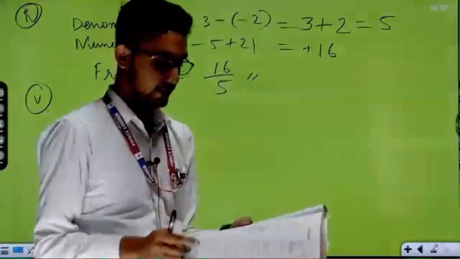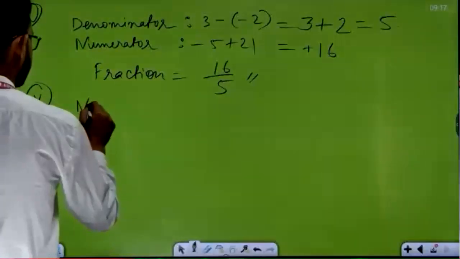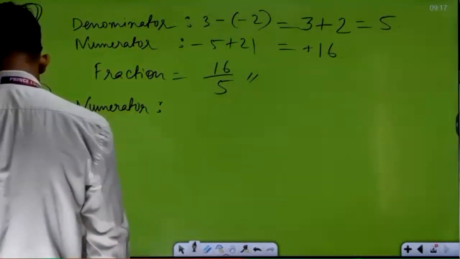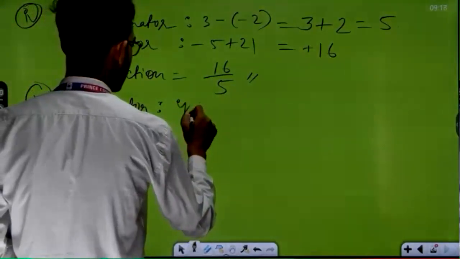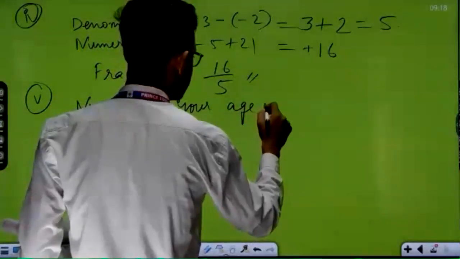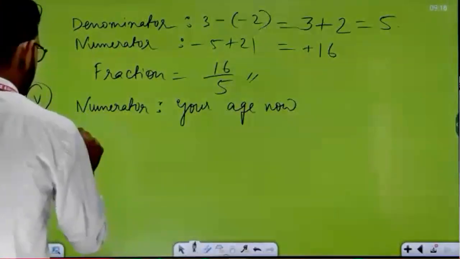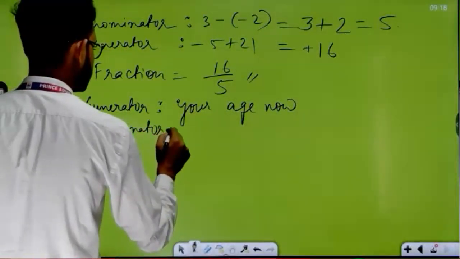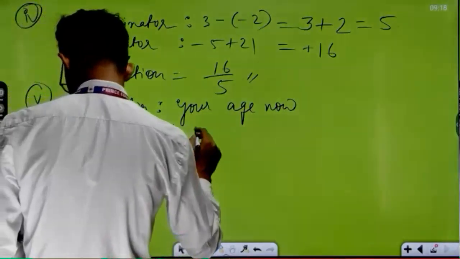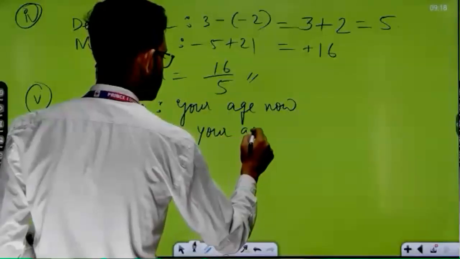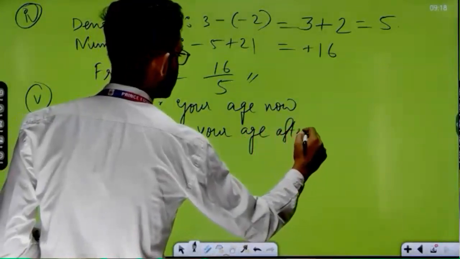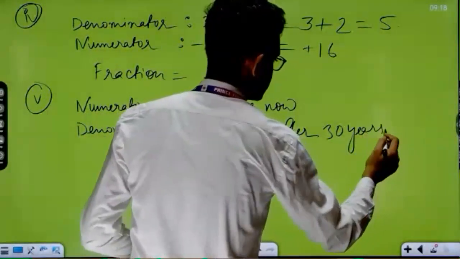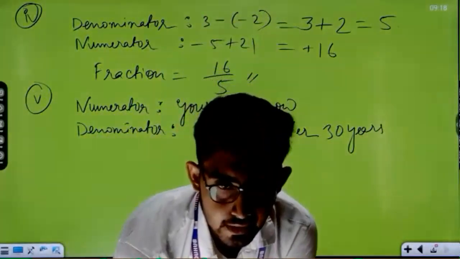This is the last question. Numerator is equal to your age now, and denominator is equal to your age after 30 years. Done? Okay.